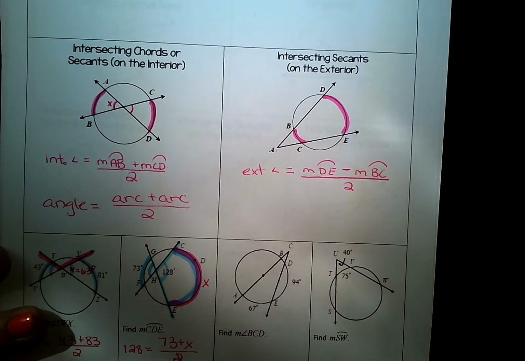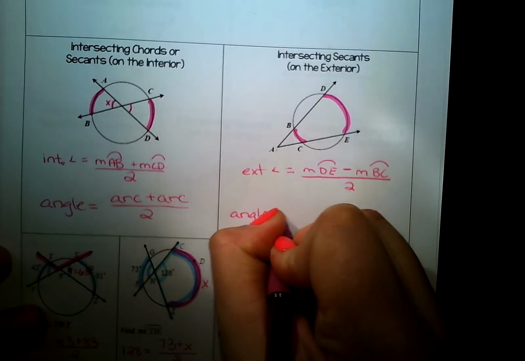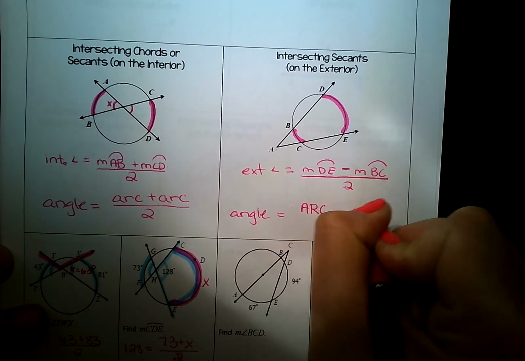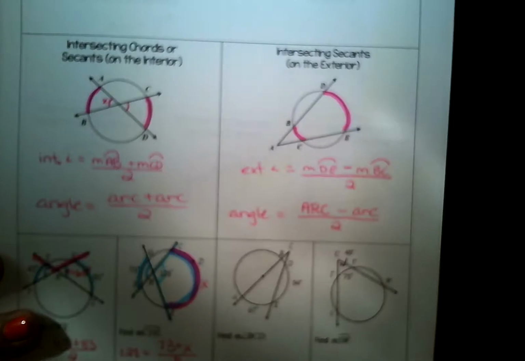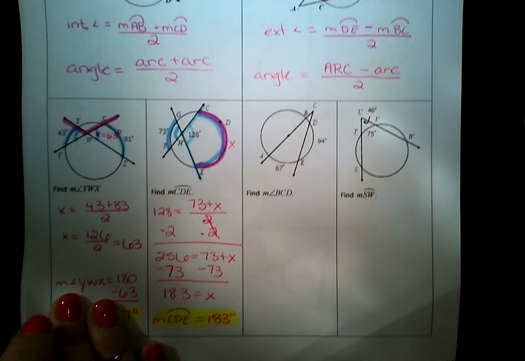If you want to write it out more generically, you could say that the angle is equal to the large arc minus the small arc divided by 2. Try to keep your formulas super basic. All right, let's do some practice down here.